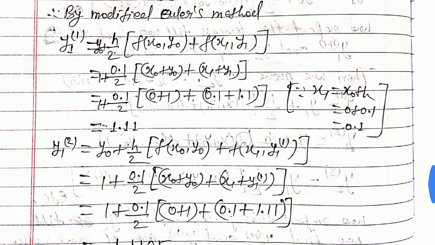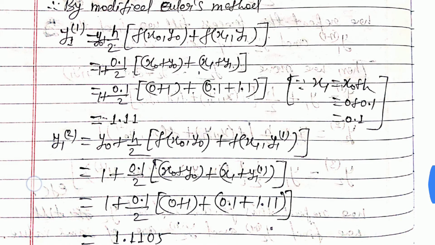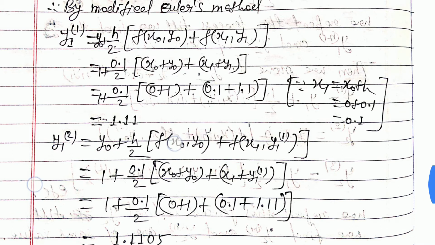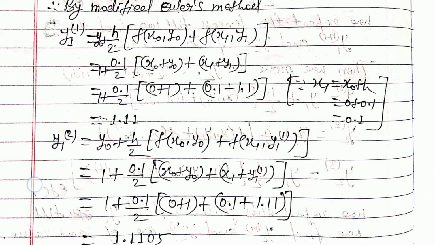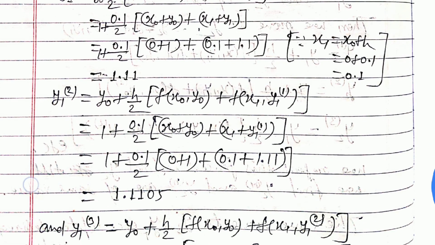Now we find y1 the second time. What is y1 the second time? It's the same thing: y naught plus h by 2 times the function at x naught, y naught and the function at x1, and the only thing replaced is that in place of y1 we put y1 first time.